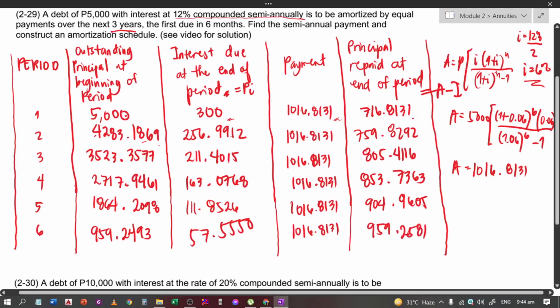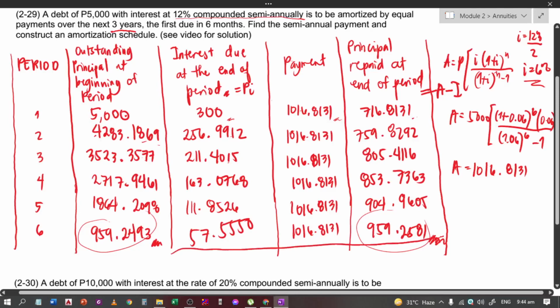Yan. So, ito yung amortization schedule natin. So, paano nyo malalaman kung tama ba yung ginawa nyong amortization schedule? Dapat almost equal yung outstanding principal dun sa principal repaid at the end of the period. And so, principal at the beginning, tapos principal repaid at the end of the period. Ibig sabihin, nabayaran mo na yung utang mo. Tapos, paano pa? Ano pang isang pang check niya?